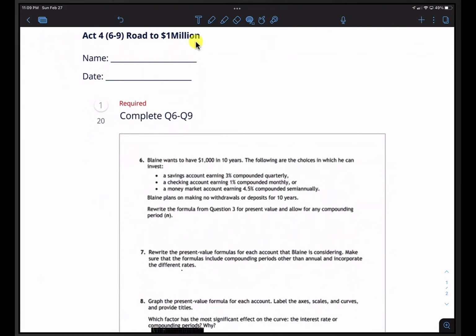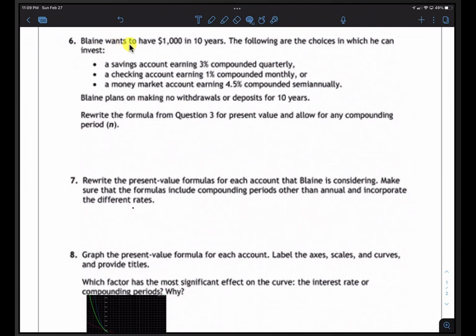Alright, for number 6, Blaine wants to have $1,000 in 10 years. The following are the choices in which he can invest. A savings account earning 3% that's compounded quarterly, a checking account earning 1% compounded monthly, or a money market account earning 4.5% compounded semi-annually. So we just say that account A will be the first one, account B is the second one, and account C is the third one. All right, and Blaine plans on making no withdrawals or deposits for 10 years.